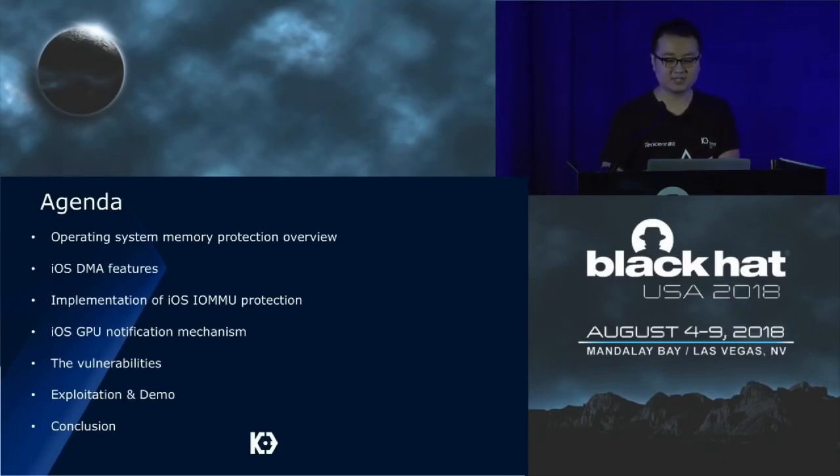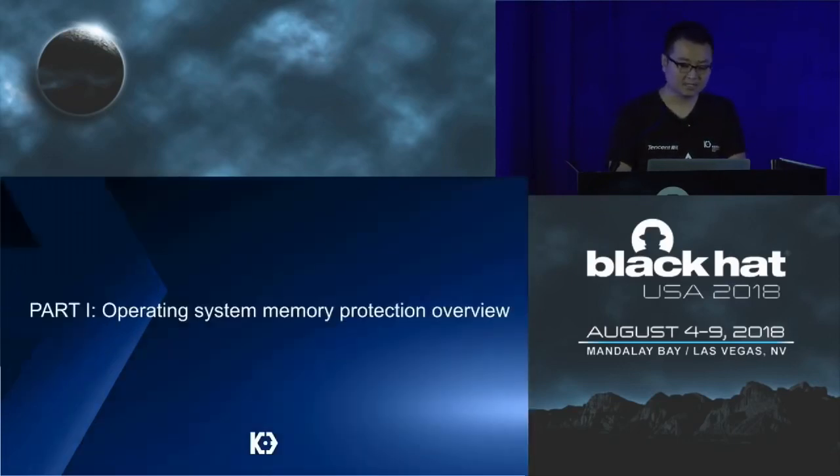And with enough knowledge explained, we will finally talk about the bugs, which include two of them. The first one is a vulnerability in the DMA mapping feature, and another is an out-of-bounds write in the Apple graphics stack. After the vulnerabilities have been explained, we will talk about the exploitation with a demo, and then we will conclude this talk. So the first part is the operating system memory protection overview.